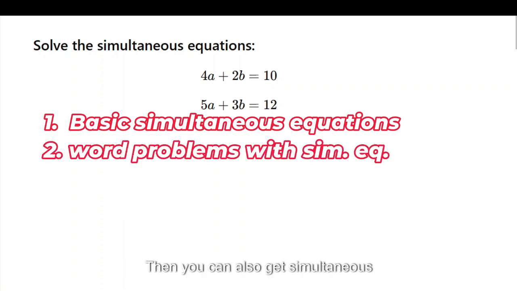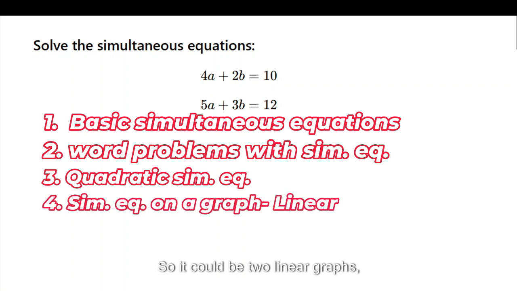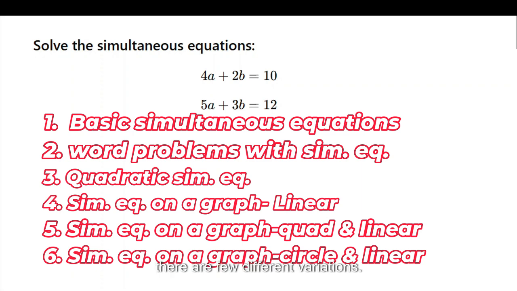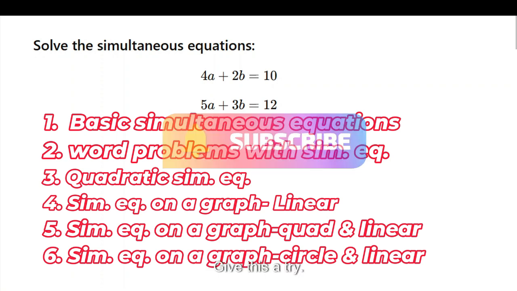Then you can also get simultaneous equations with a quadratic and simultaneous equations with a graph. So it could be two linear graphs, one quadratic and one linear graph, or a circle graph and a linear. So there are a few different variations. I'll do one video for each, but let's do this basic one first. Pause the video, give this a try.